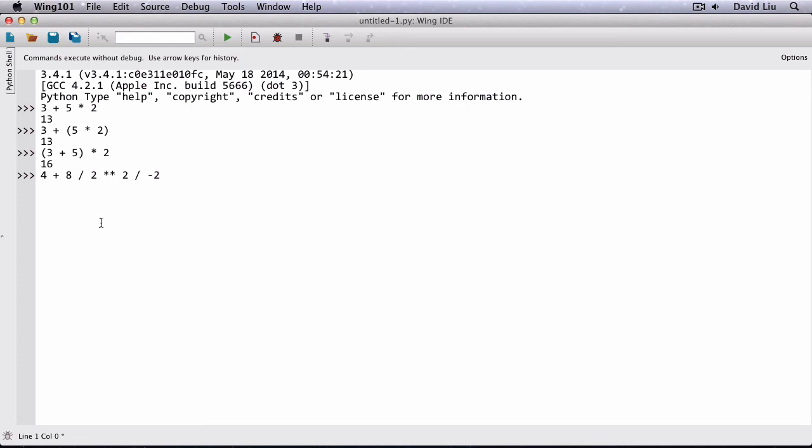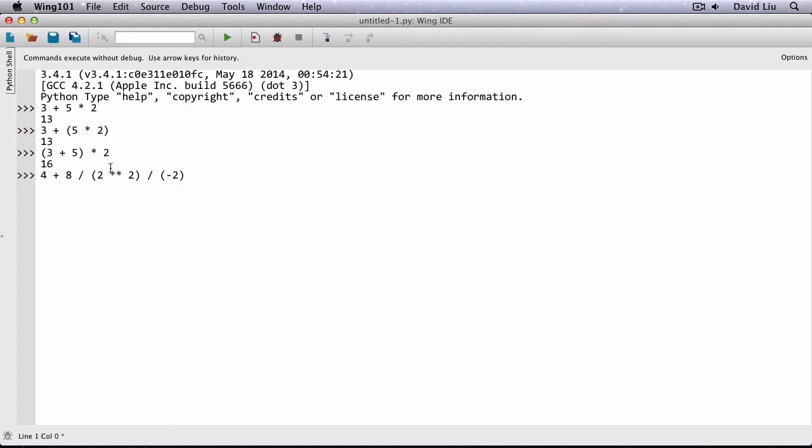Following the basic arithmetic rules of order of operations, we know that exponentiation, or the 2 star star 2, is the first thing that gets evaluated. Notice that this dash is really a negative sign, and so I know that this last number is negative 2. We also know that division comes before addition, but then we have to ask ourselves, which division comes first? This one or this one? And again, we get our answer from math. When we have two of the same operators, we always evaluate them left to right.